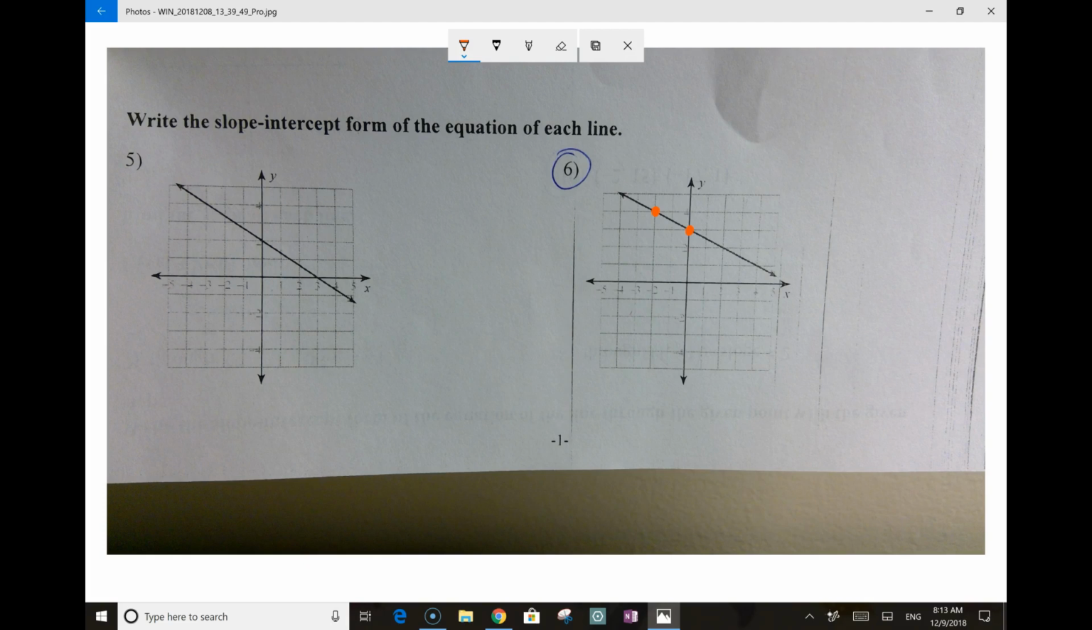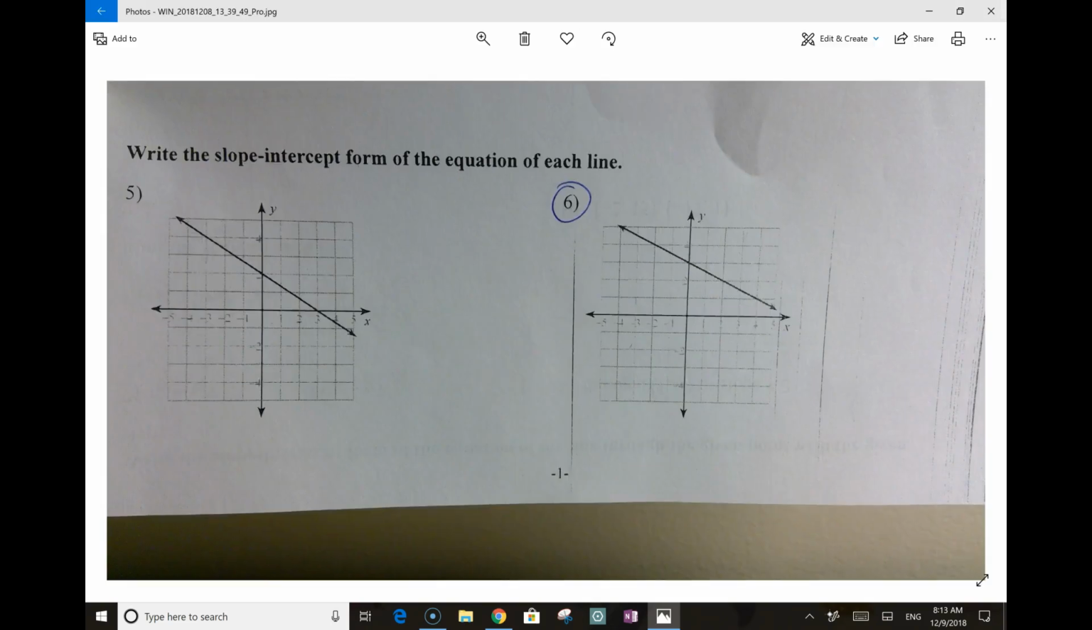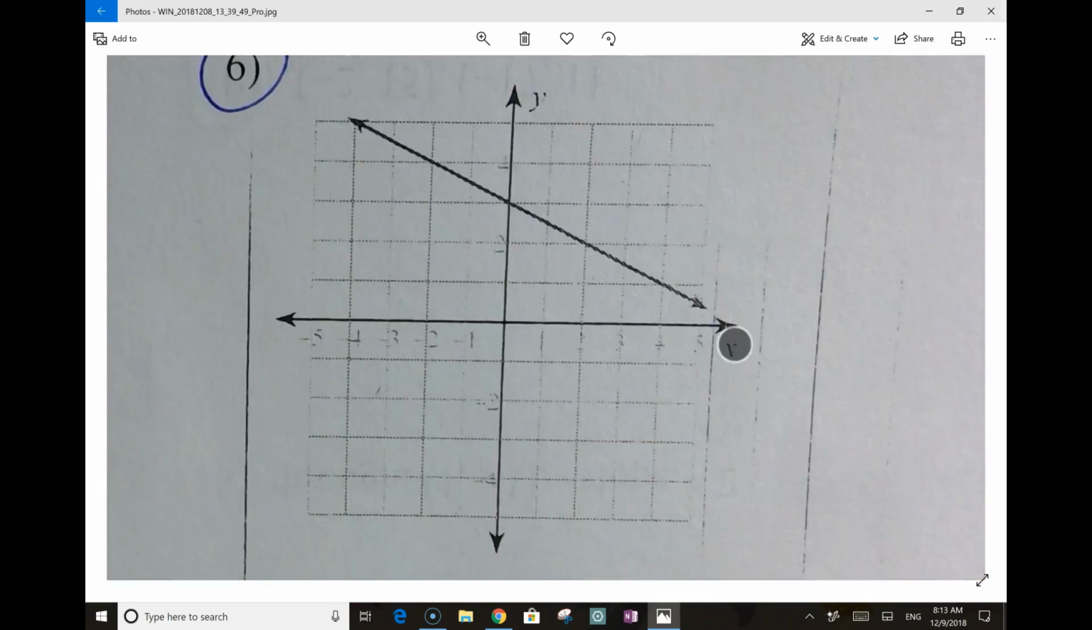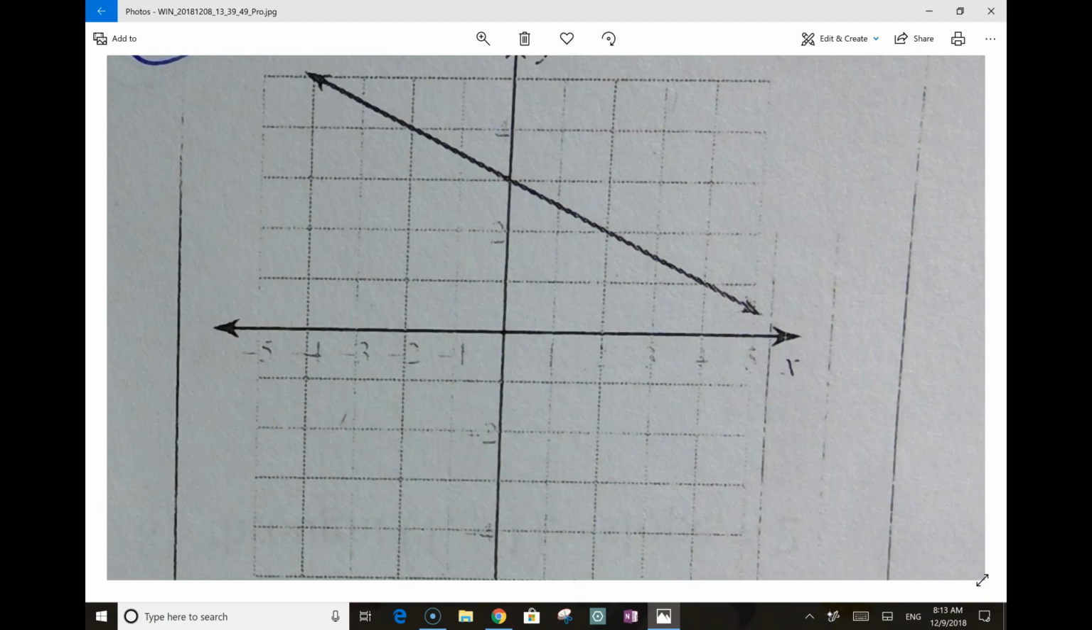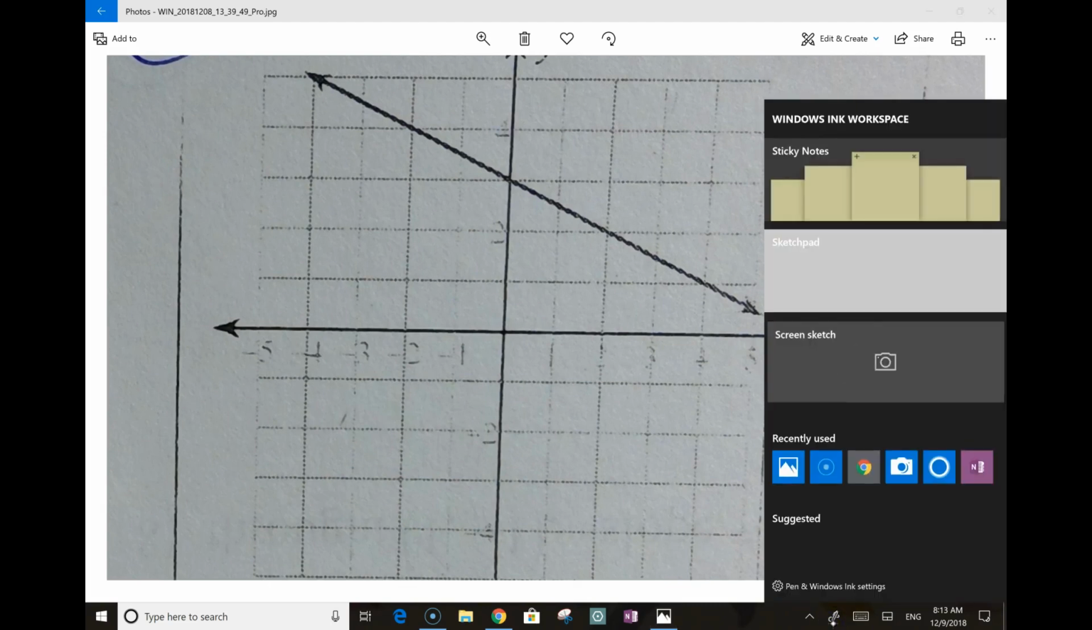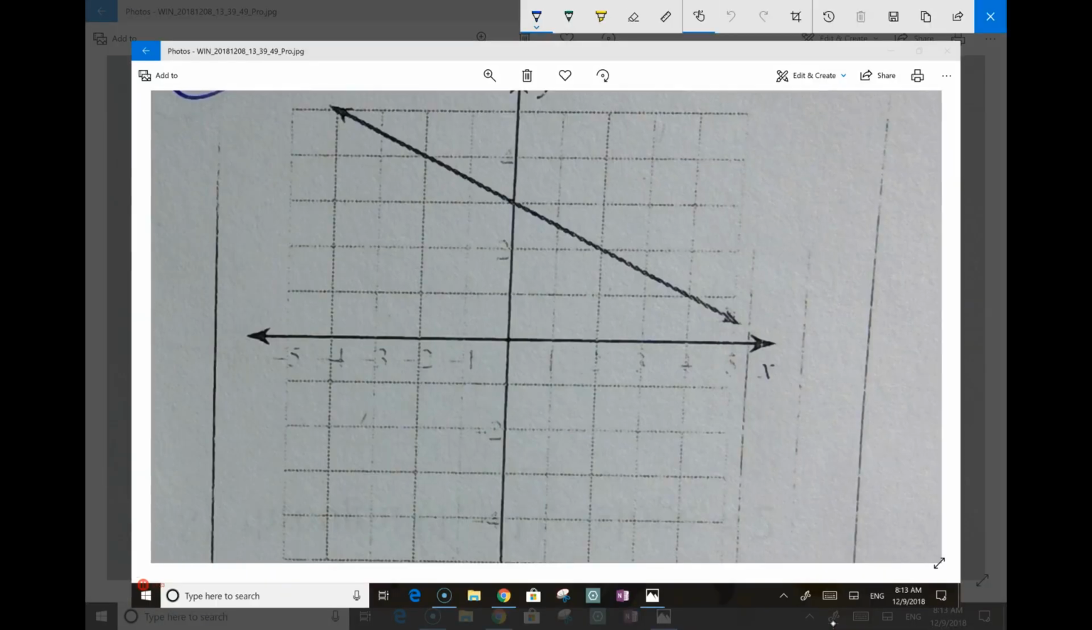So here, I have, actually, I'm going to start this over, and I'm going to zoom in so that things are a little easier to see. That's much better. Okay, so the points that I had marked were here and right there.